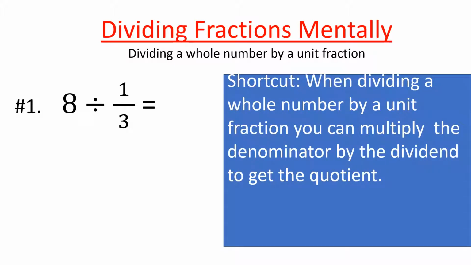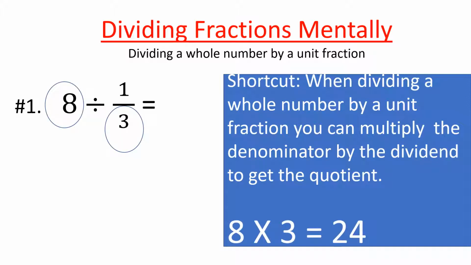Here's a shortcut. When dividing a whole number by a unit fraction, you can multiply the denominator by the dividend to get the quotient. So we can take the same problem, 8 divided by 1/3, we can multiply 8 by 3 and we get 24. And that is the same answer that we got using the first strategy. Let's try another.